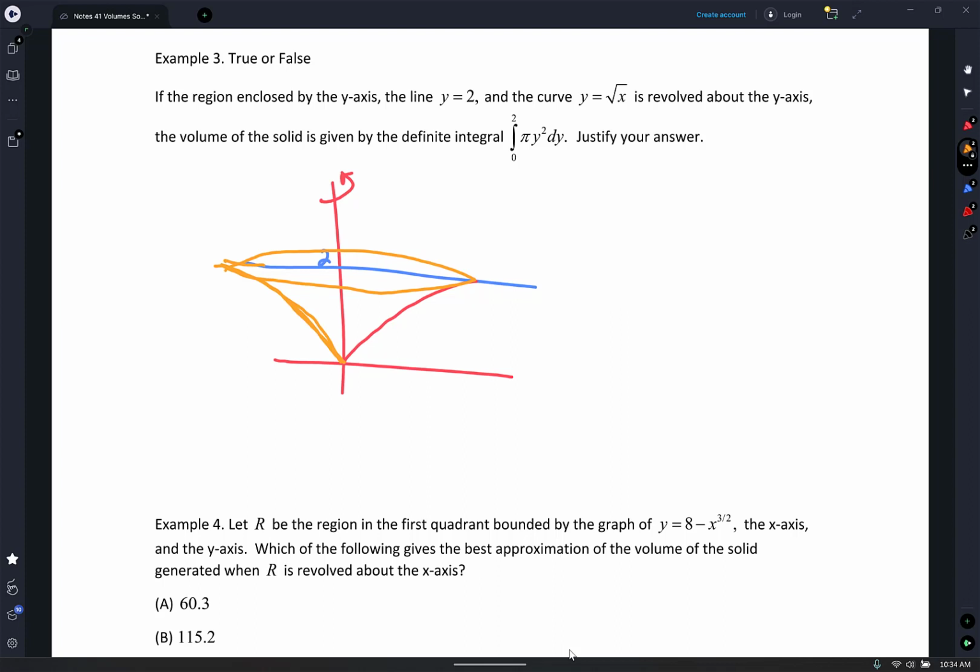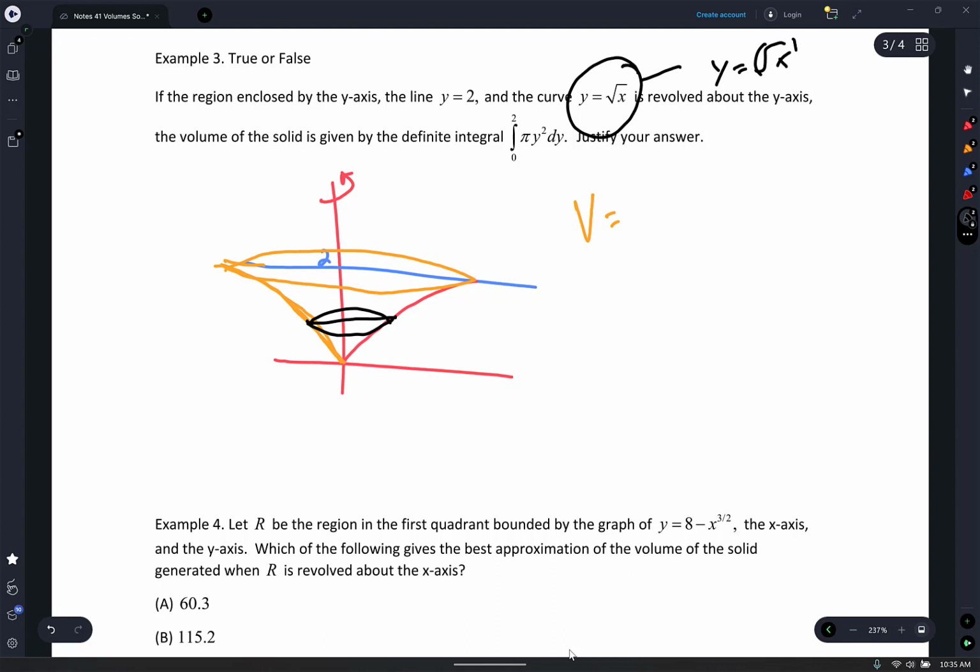All right, here we go. Volume. Oh, okay, this is a perfect opportunity for my common cross sections. Can I cut this with respect to x or respect to y? Respect to y, perpendicular to the y-axis. Look, if I cut it like this, that's a circle all the time. So these are all dy's. Do we see that, guys? Because they're dy's, I need this in terms of x. So y equals square root of x, squared, so x equals y squared. I need that.